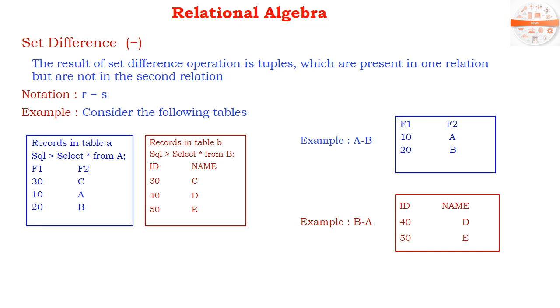The result of the set difference operation is the tuples which are present in one relation but are not in the second relation. For example, A minus B. Here it will consider the first relation, not the second relation. So 30C already appears in the second relation, so it is not considered. And 10 is only in the first relation, so it is considered. And 20B is in the first relation, so it is considered. Suppose B minus A. Here 30C is already available in the A relation, so it is not considered. The 40 is in the B relation, so it is considered. And 50 is in the B relation, so that is considered. That will be printed as the result.